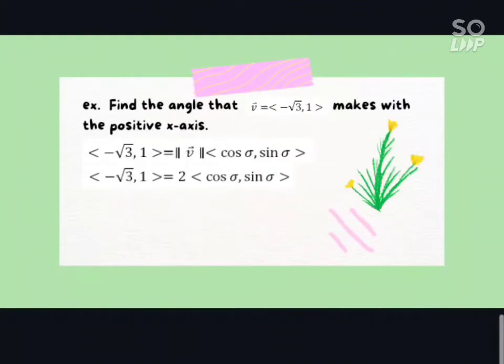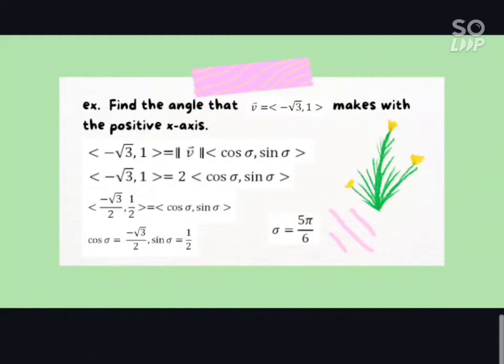This tells us two pieces of information: cosine theta is negative square root 3 over 2, and sine theta is 1/2. Therefore, what is theta? Theta is 5 pi over 6. I hope you understand the form of a vector using length and angle.